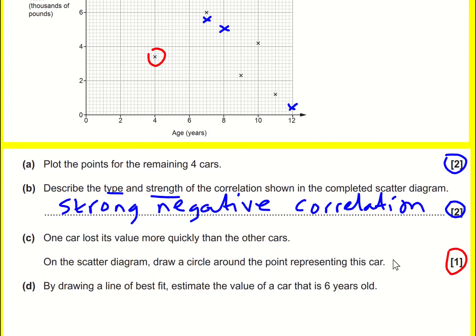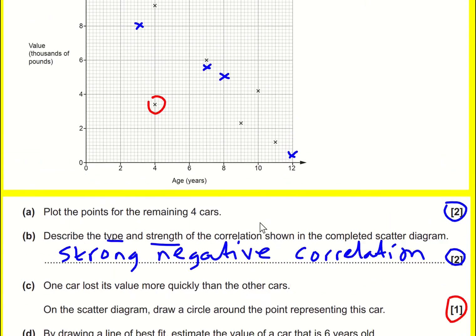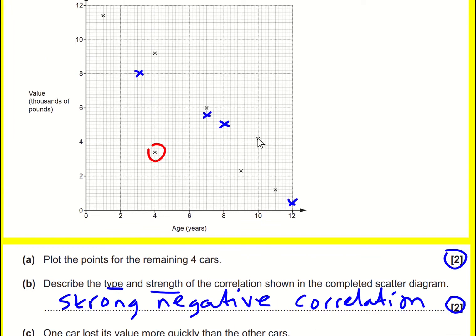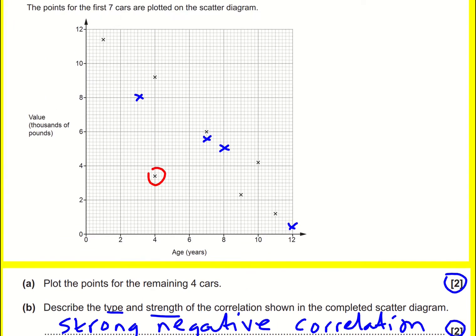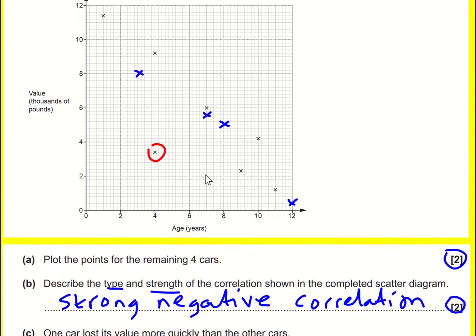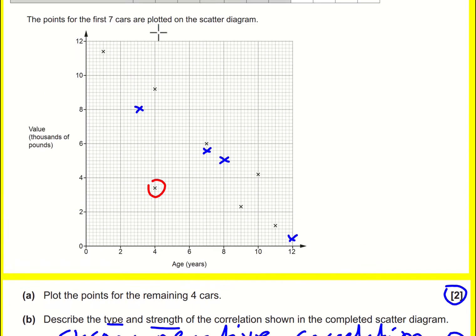Then by drawing a line of best fit, estimate the value of a car that's 6 years old. We don't have any information on that, but we can estimate it. Even if it didn't say draw a line of best fit, that's what you should do. It's just good practice. So just a guide, because there's lots of possible lines of best fit. Probably avoid this anomaly, because if we take it into account, it's going to move our line of best fit. So we try and get a line that has the same number of points either side.